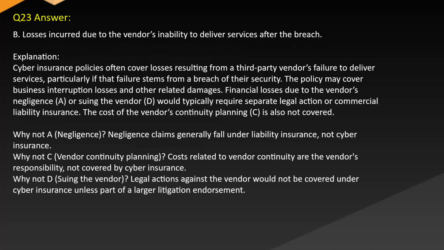Answer. B. Losses incurred due to the vendor's inability to deliver services after the breach. Explanation. Cyber insurance policies often cover losses resulting from a third-party vendor's failure to deliver services, particularly if that failure stems from a breach of their security. The policy may cover business interruption losses and other related damages. Financial losses due to the vendor's negligence (A), or suing the vendor (D), would typically require separate legal action or commercial liability insurance. The cost of the vendor's continuity planning, C, is also not covered.